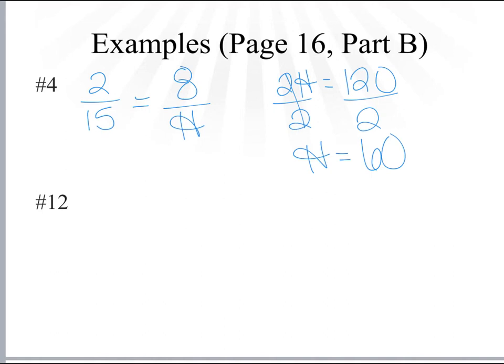So what if your ratio has decimals in it? You can do the same thing. So this is number 12. If I do 3.25 over 1.5 equals 8 over 0.6.